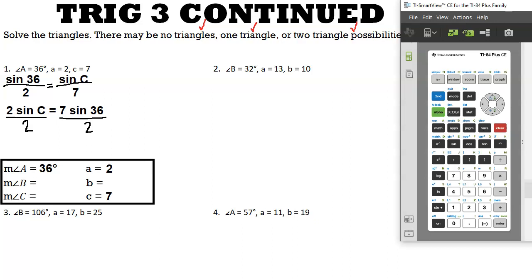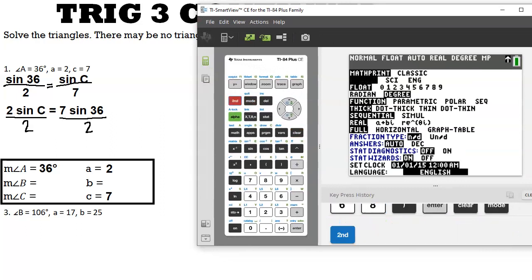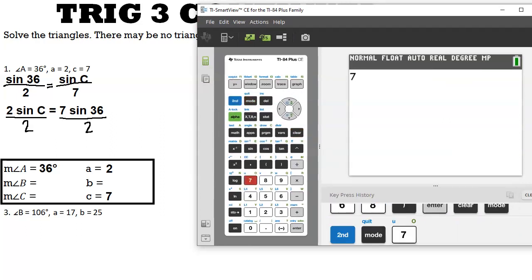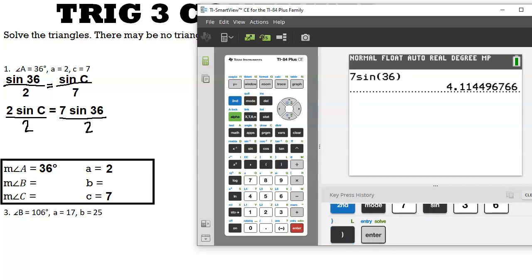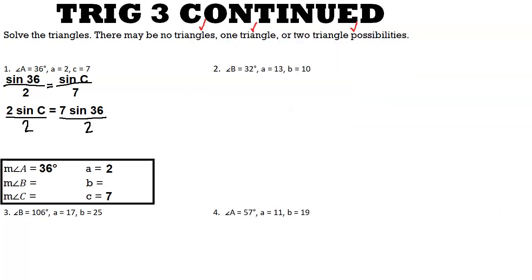All right, so let's get the calculator out. Check your mode, make sure it's in degree mode. Ours is, and we are going to get 7 times the sine of 36 divided by 2 would put you right there. So that's what we're going to have. We're going to have sine of C equals, oh, let's look. Now we're going to leave that in the calculator, but I'm just going to take notes here. Now, as a math teacher, I already know that this is a big problem.